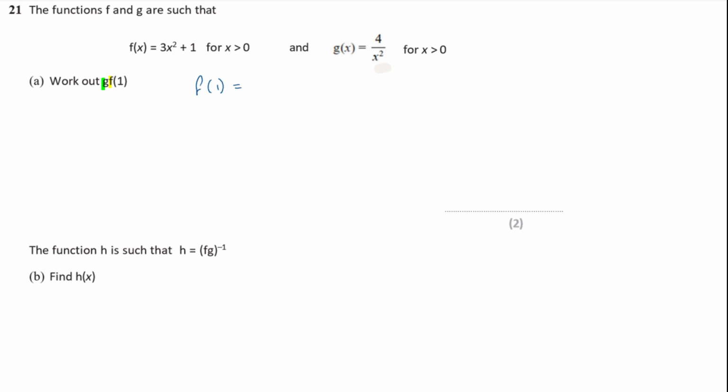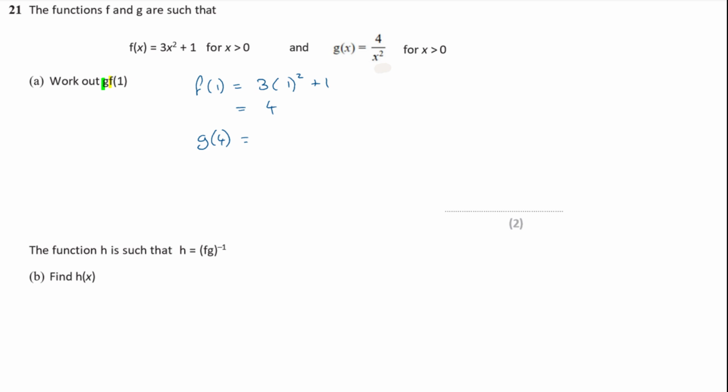And work that out. So what's f of 1? F of 1 is equal to 3x squared plus 1. So that's going to be 3 lots of 1 squared plus 1. Well, 1 squared is 1, times 3 is 3, plus 1 is 4. Okay, so f of 1 is 4. So then you're going to take the answer for that and feed it inside g. So basically we need to work out what g of 4 is. So we're going to take the output of f and put it into g.